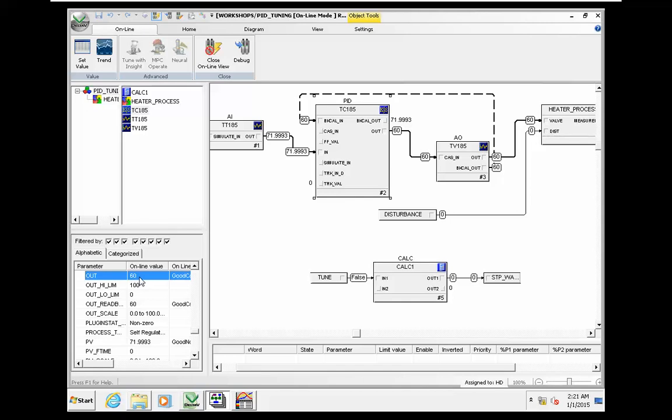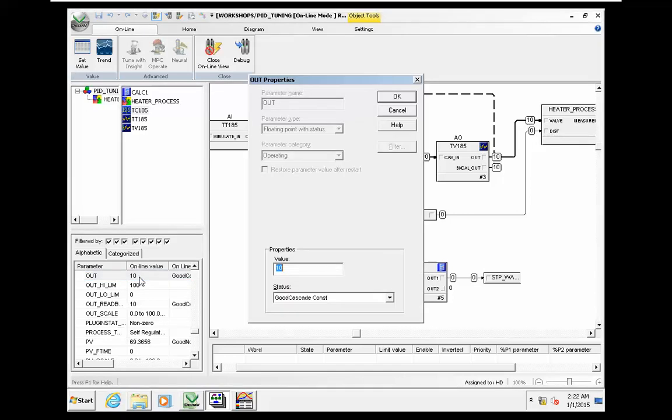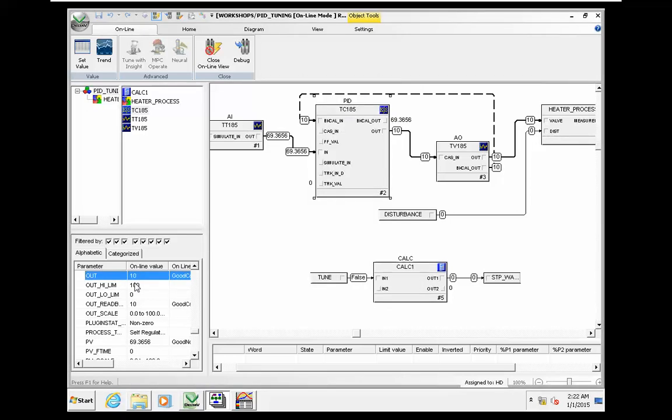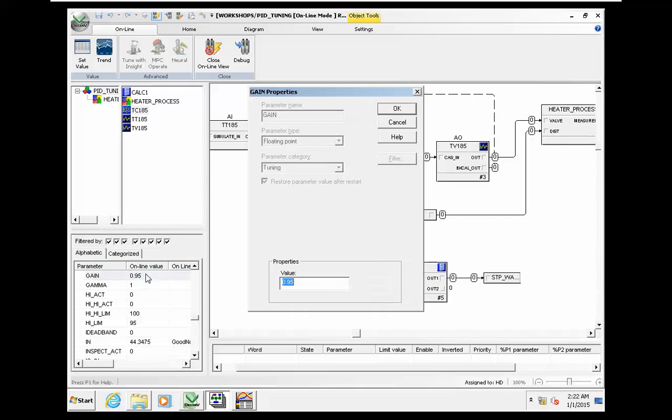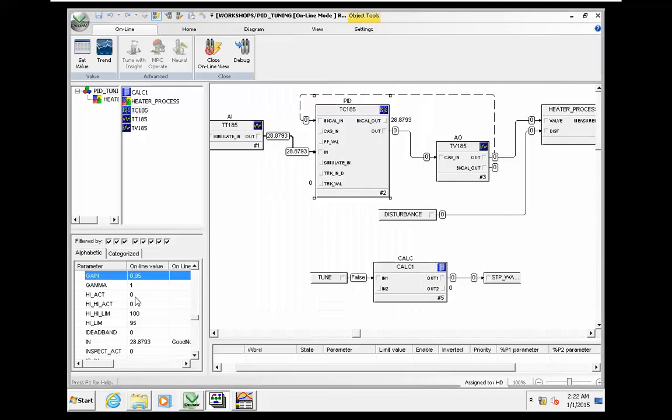I need to close the controller. Even I can make it 0. In the manual mode, I can change the gain. Gain should be changed to 2.68. This is the aggressive PID parameters, 2.68.